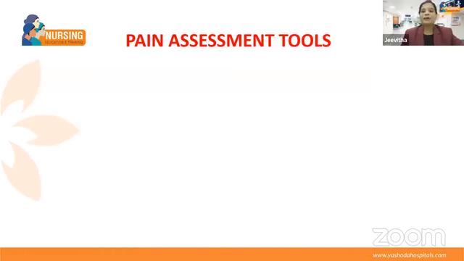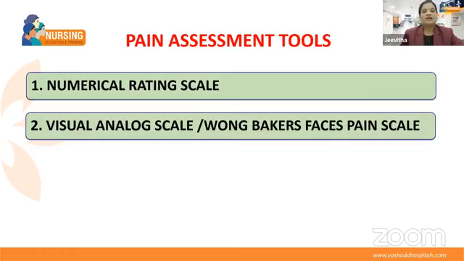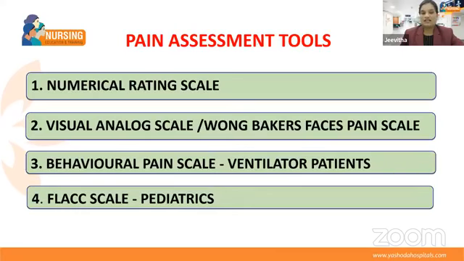Then next is the pain assessment tools. So can anyone write what the different types of tools we have are? Later we will discuss. Okay, so the main scales we have are the numerical rating scale, visual analog scale, behavioral pain scale, and FLACC scale.